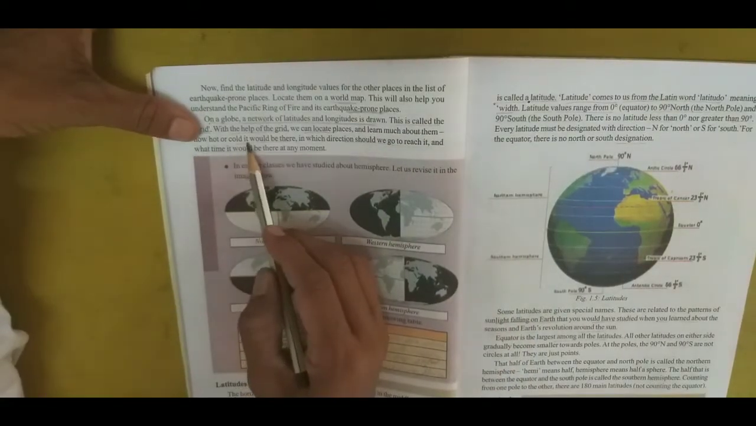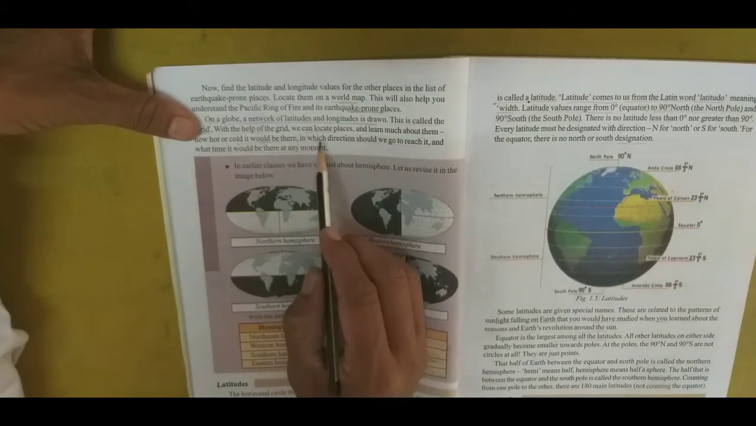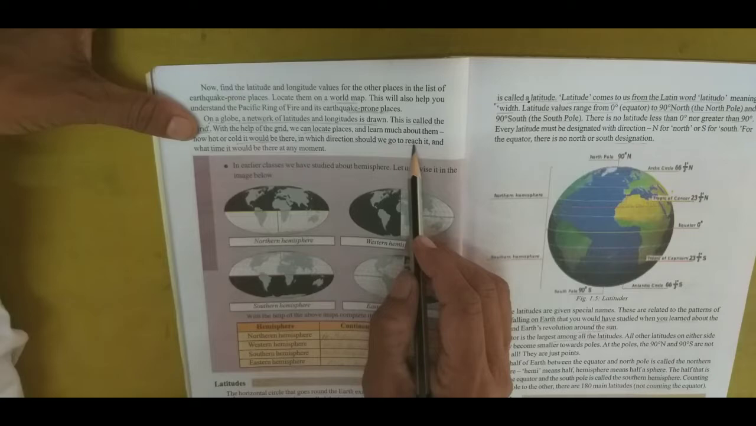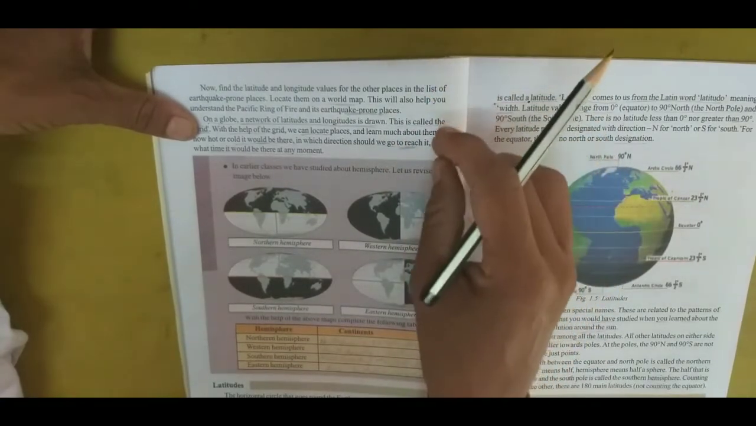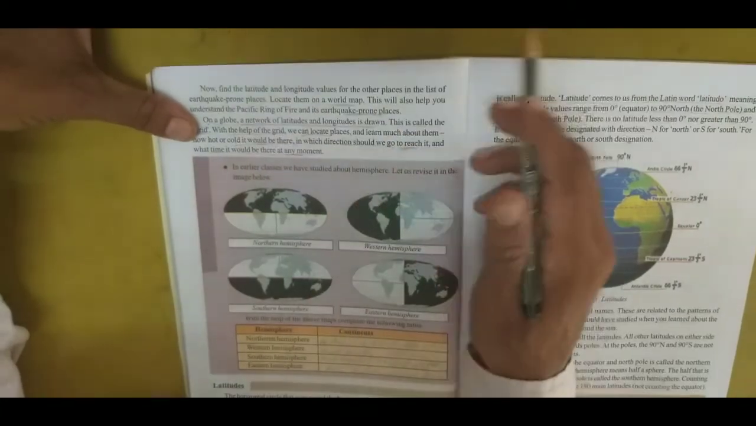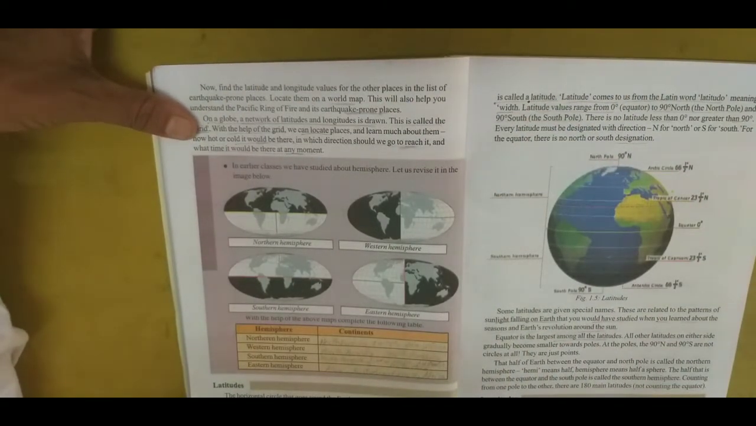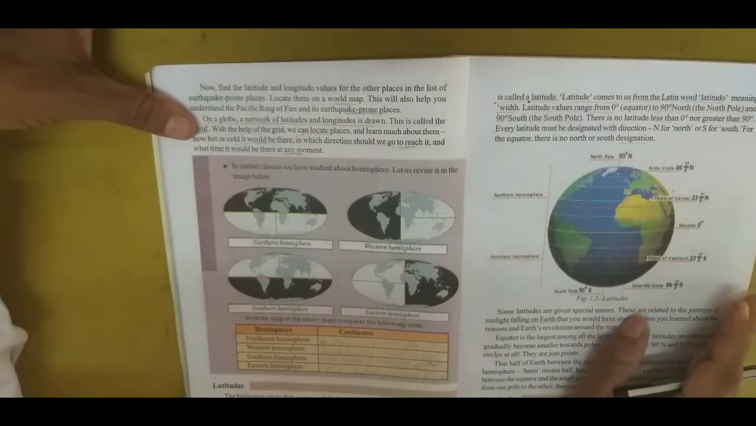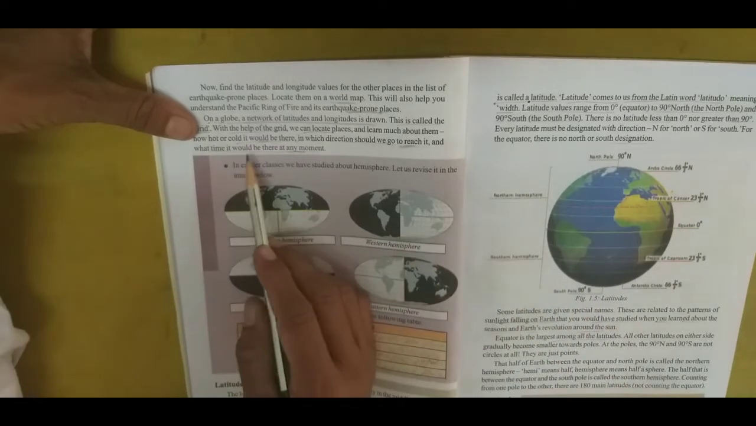How hot or cold will it be there? In which direction should we go to reach it? What time is it there at any moment? How long will it take? For example, from here to Rajahmundry, how many kilometers is it, what are the directions, and at what speed do we go to reach there? We can get all these details on a globe.